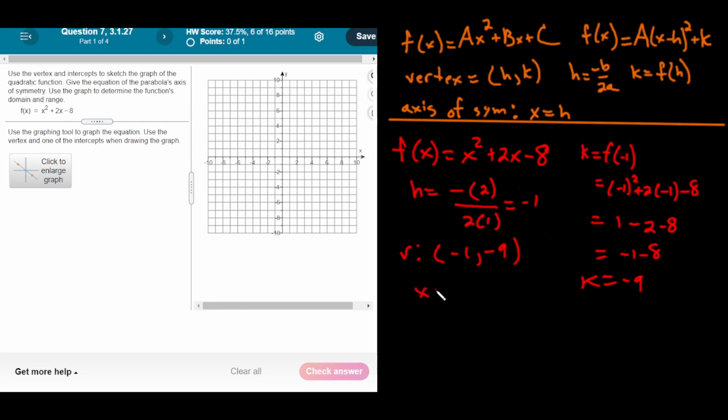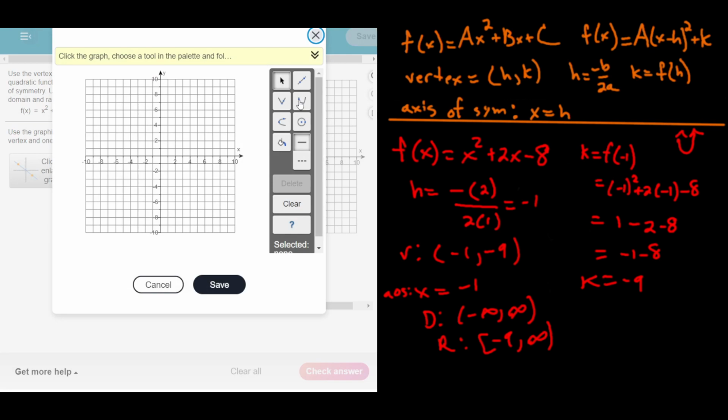Axis of symmetry, AOS, is x equal to whatever your h is. What else would they ask us? Domain, I'm going to call it d, is negative infinity to infinity, easy points. And your range, is this parabola upside down or right side up? Remember, it depends on what your a is. Your a here is positive, so you're going to have a right side up parabola. So it's k to infinity. What's your k? Negative 9 to infinity. And I think that's all they really want from us, maybe. But we always want to be ready.